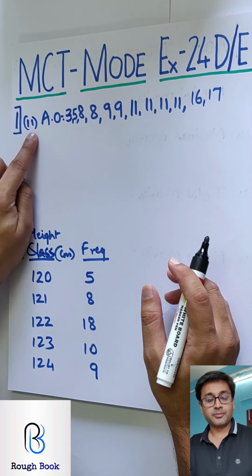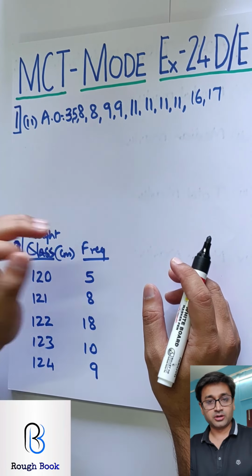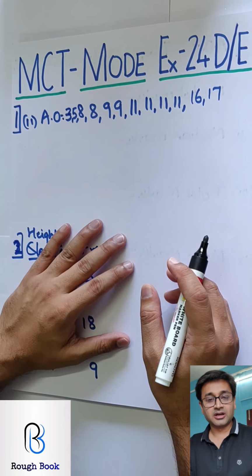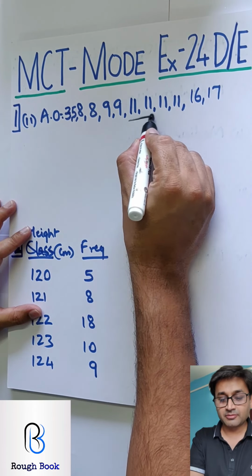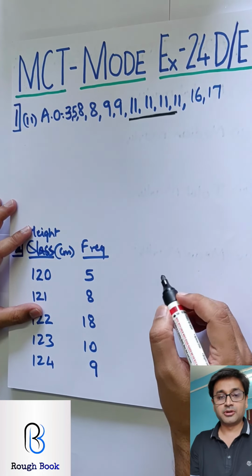So I want you to try sum 1, part 2. I have arranged it in the ascending order. You please do it. See which number occurs maximum number of times and that becomes your mode. So obviously, once you are back, the maximum number of times is 11.